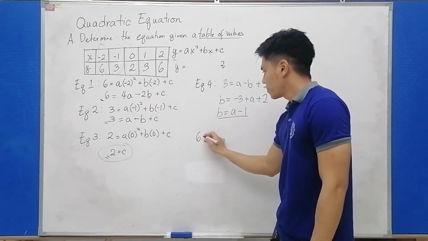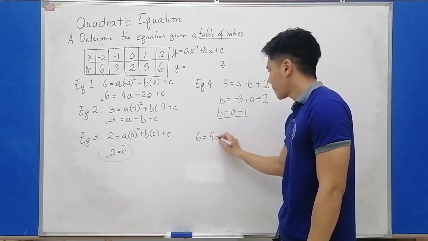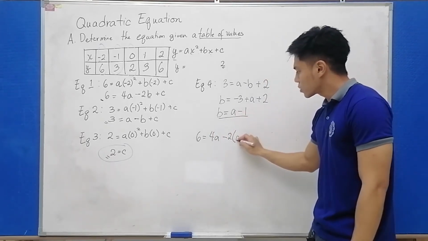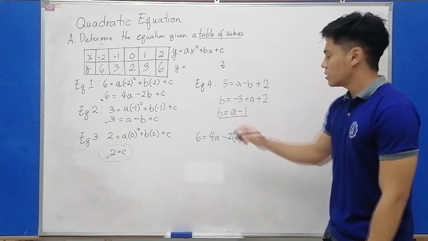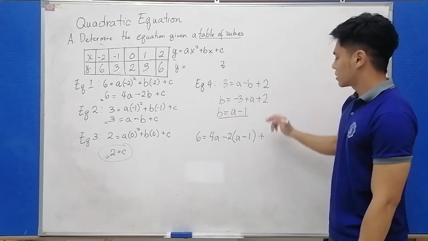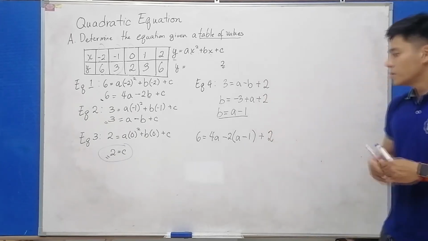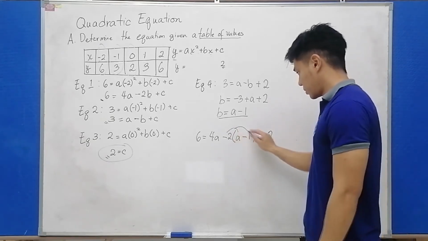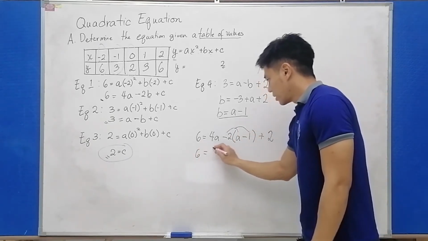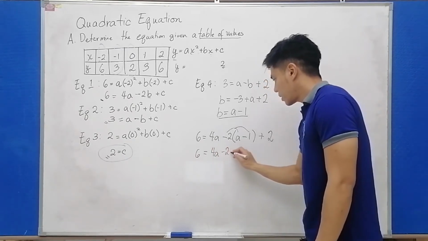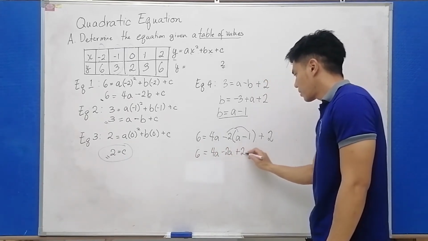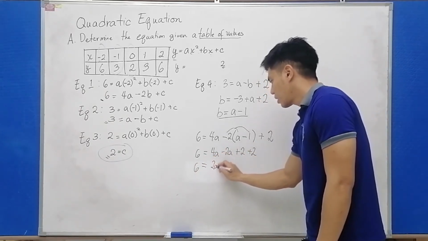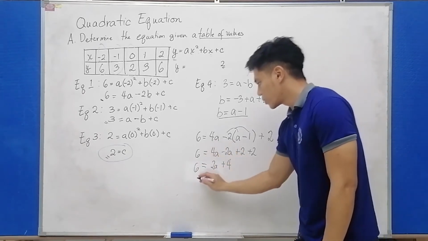So let's take 6 is equal to 4a minus 2 times a minus 1, and then plus c, which is 2, because c is already 2. So simplify first, following our algebraic terms. We'll distribute the negative 2 here. So we will have 4a minus 2a plus 2 plus 2. Simplify. We have 2a plus 4, transpose 4 to the other side.